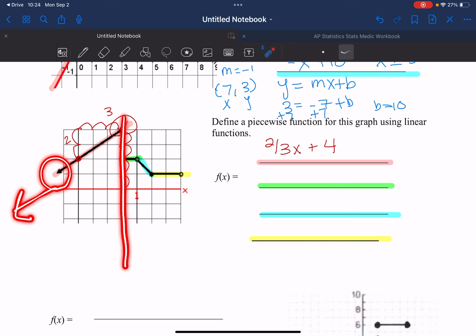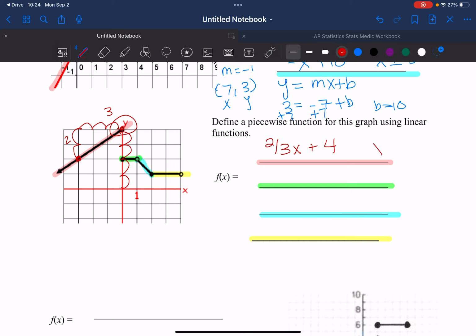And if I was to look at my restriction, it has an arrow going there to negative infinity, and it's stopping here at 0. So this is saying all my numbers are going to be less than 0. So I'm going to write x is less than 0. And I'm using less than because this point here was an open circle.